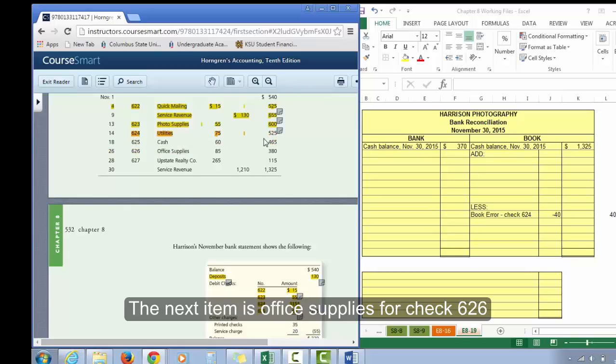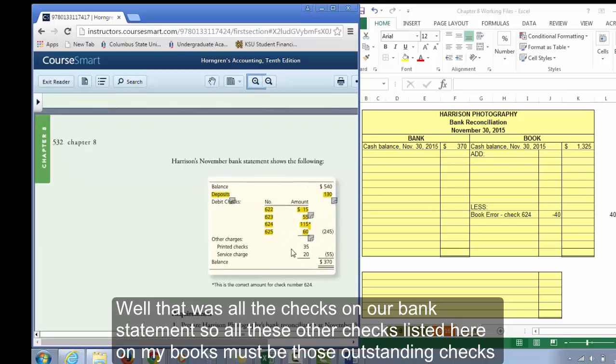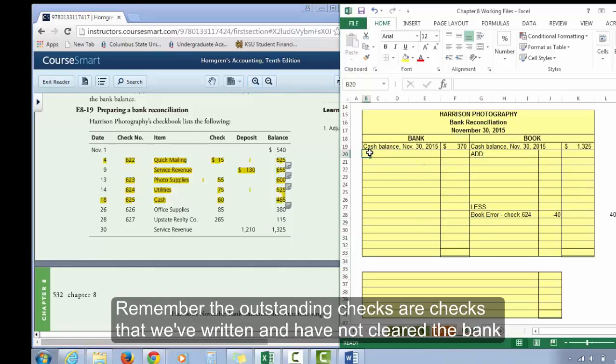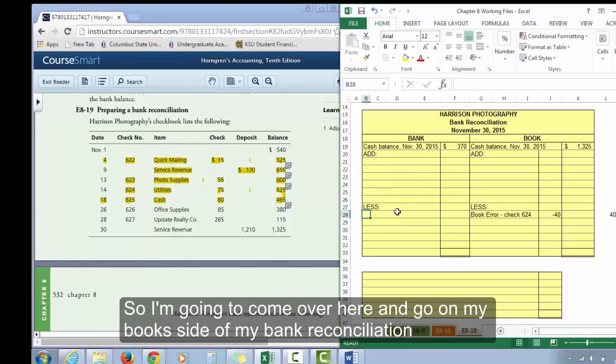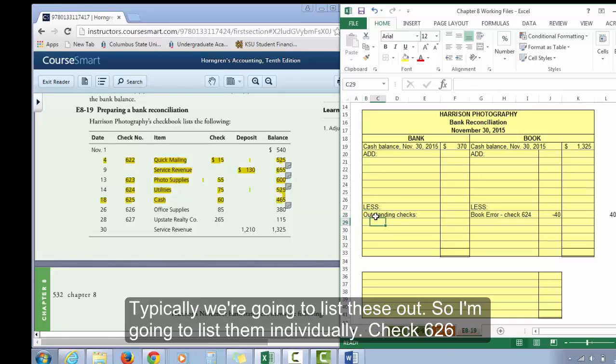All right. The next item is office supplies for check 626. Well, that was all the checks on our bank statement. So all of these other checks listed here on my books must be those outstanding checks. Remember, the outstanding checks are checks that we've written and have not cleared the bank. So I'm going to come over here and go on my book side of my bank reconciliation and list outstanding checks. And typically we're going to list these out.